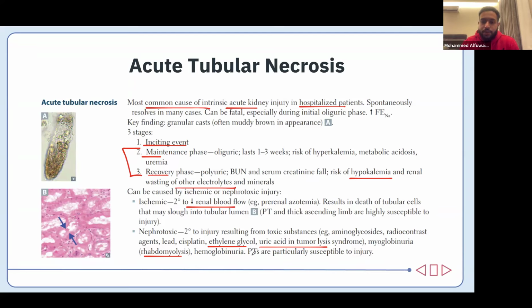Yes, you do have a risk of alkalosis in recovery phase. Yes. Think of it as the opposite of maintenance. The complete opposite. Okay.